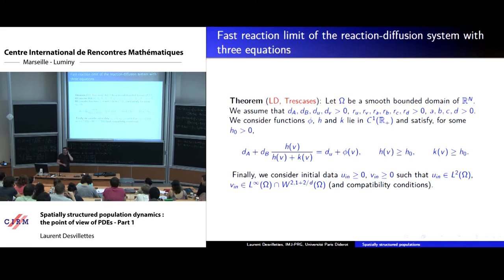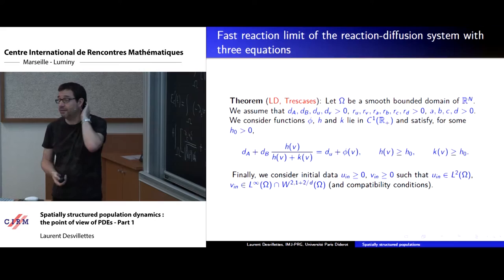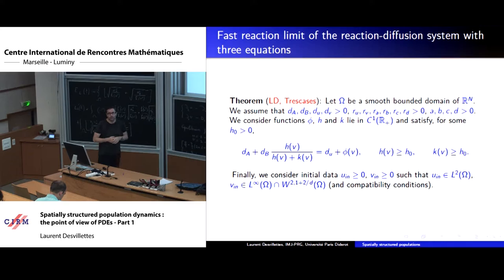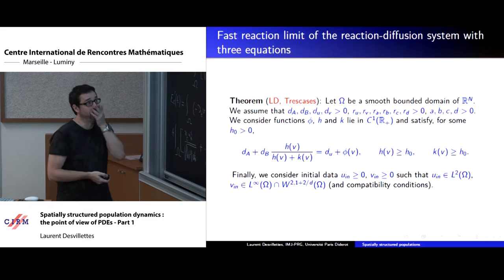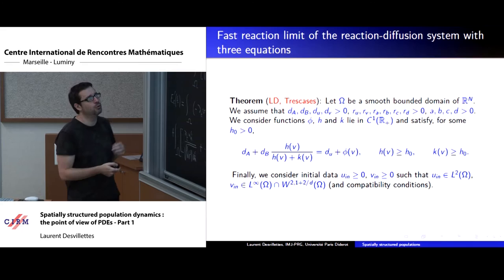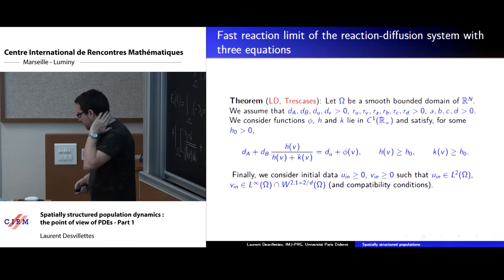So what I wanted to do now, in the time which remains, is to explain a result that I got together with Ariane Trescazes. So this is a theorem which tells you the following. You have a lot of parameters, just remember that they all have to be strictly positive. And then you select h and k, like in the formal asymptotics, which are functions which are, let's say, C1, and which are bounded below by something which is strictly positive. And you define a function phi as this quantity here minus du, but you will see in the sequel how it works. And you take initial data which are in reasonable spaces, which I will not comment.